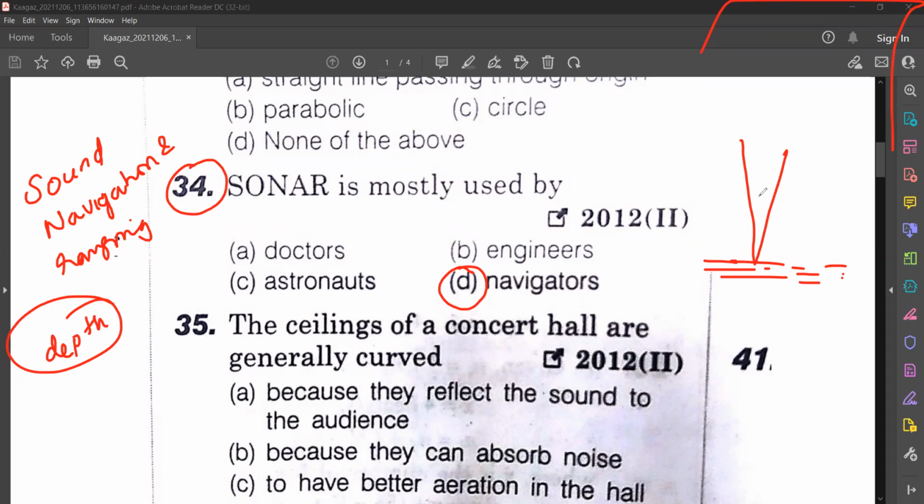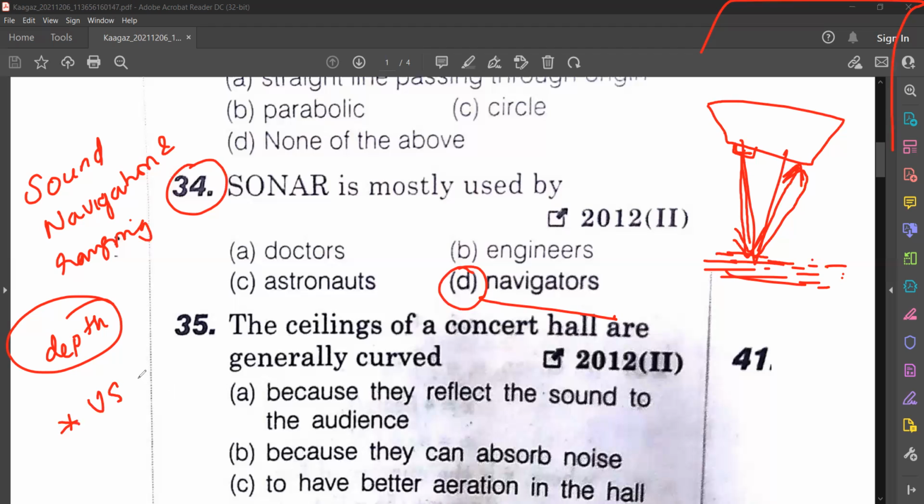Okay, so if sonar is fitted in a ship, what happens? It will have an ultrasound producer and a detector. Ultrasound will be sent into the water, it will touch the ocean floor, be reflected back and received by the detector. Using the time taken for the sending and receiving of ultrasound waves, we can calculate the depth of the ocean. Understood? So it is used by navigators. Also, the ultrasound wave is being used. Okay.